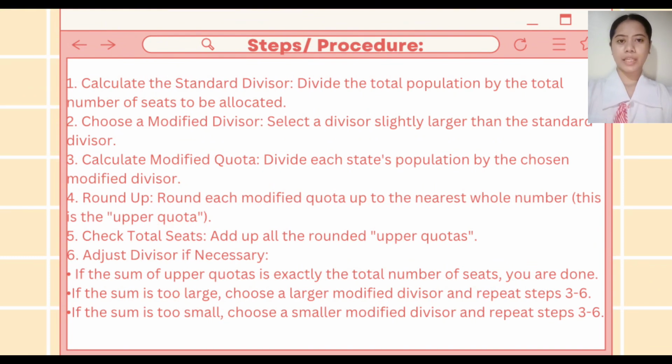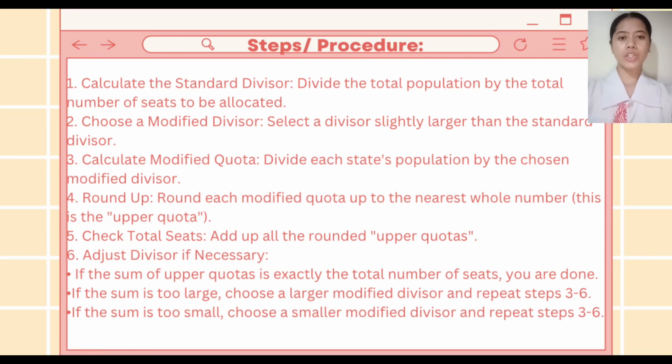Now, steps in Adams' method. Number 1. Calculate the standard divisor. Divide the total population by the total number of seats to be allocated. Second, choose a modified divisor. Select a divisor slightly larger than the standard divisor. Third, calculate the modified quota. Divide each state's population by the chosen modified divisor. Fourth, round up. Round each modified quota up to the nearest whole number. This is the upper quota.